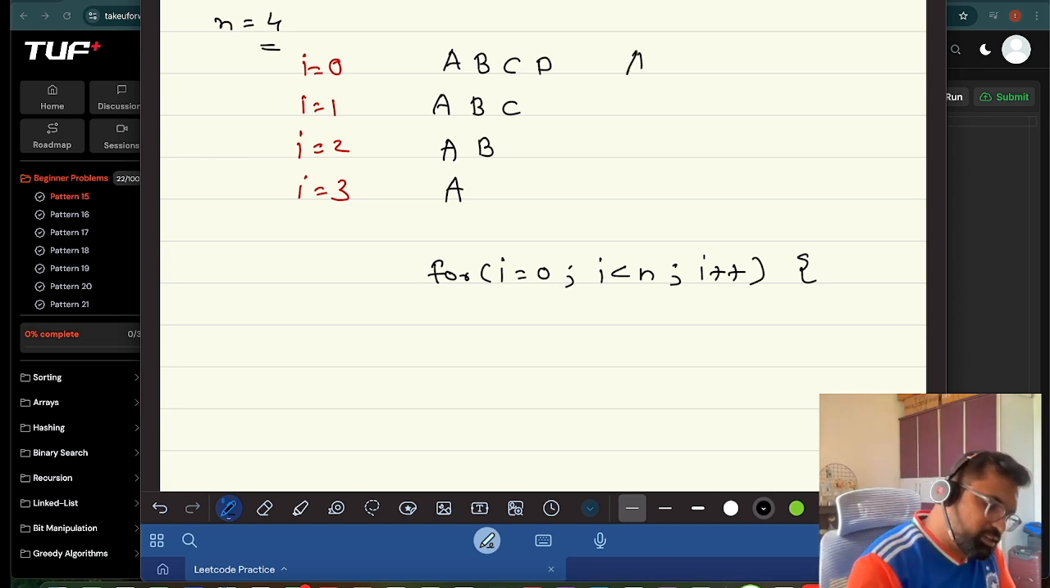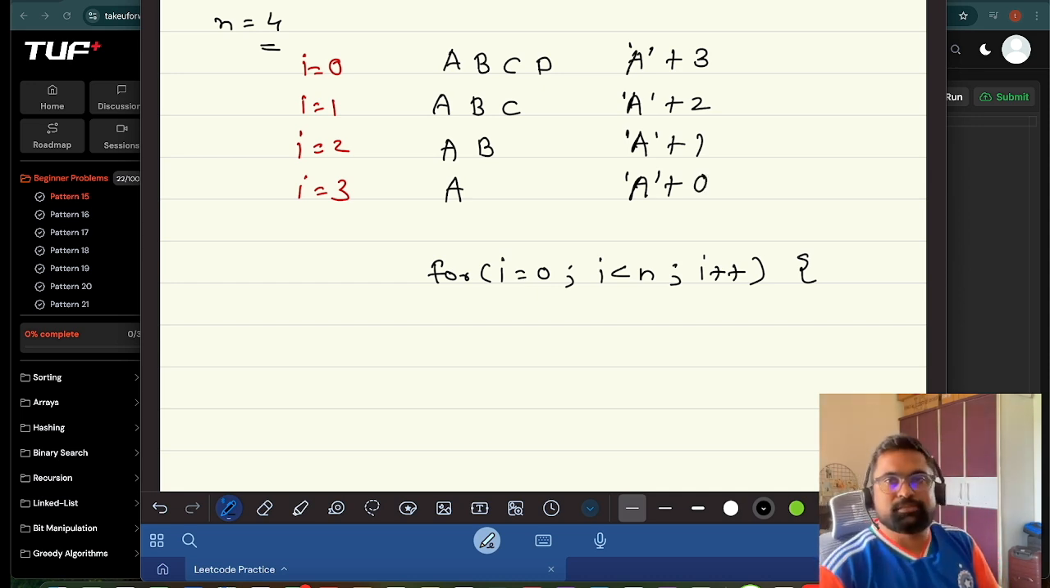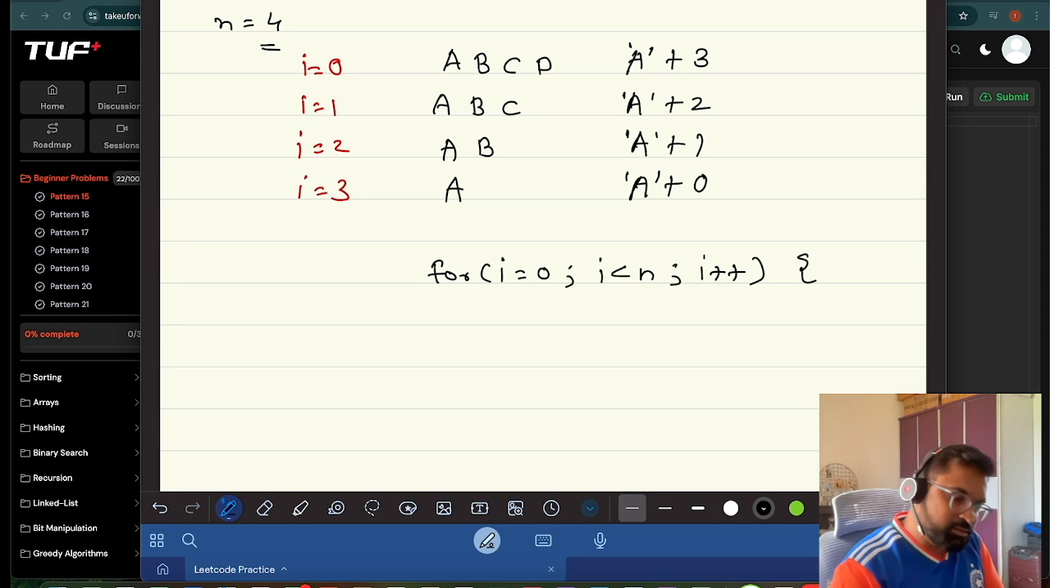So can we say here A is common in all the rows? A plus 3, yes it is. A plus 2, yes it is true. A plus 1, yes that's true. And A plus 0, yes. In the earlier example also we saw A plus 3 is nothing but D, A plus 2 is nothing but C, A plus 1 is B, and A plus 0 is A only. So we can say that this can be one of the conditions in our inner loop. Okay, so we have to identify some formula around it.